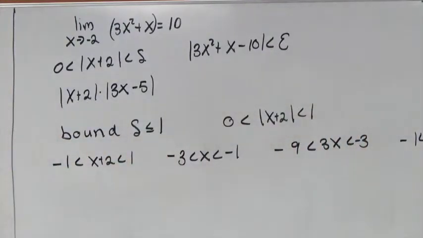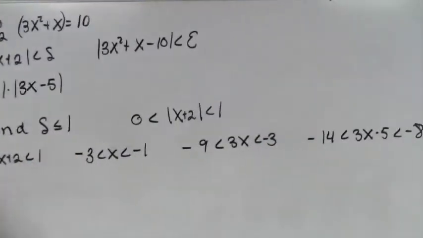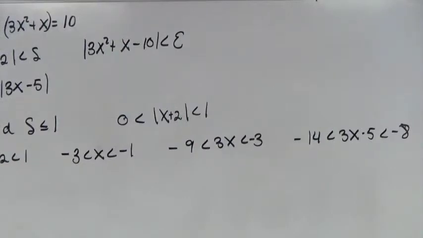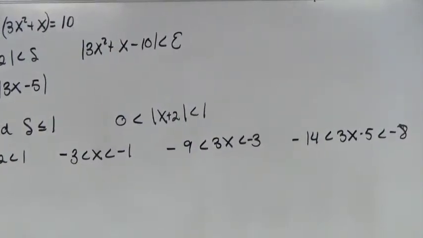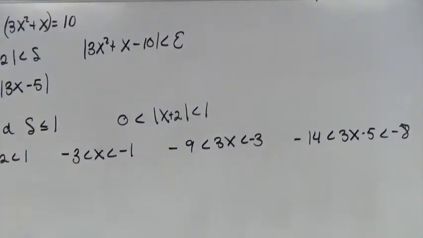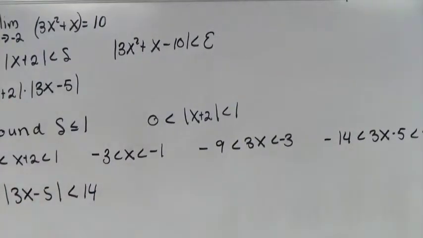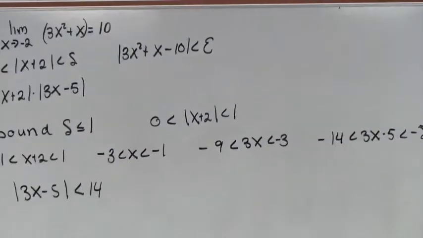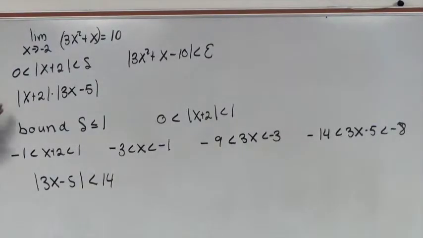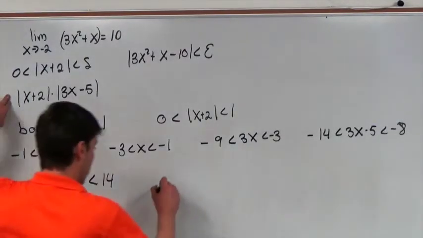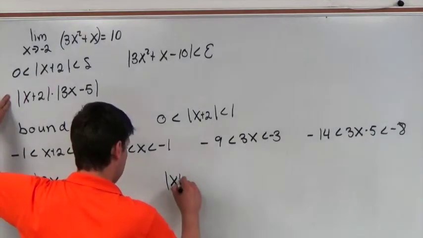Alright, now we have some number, 3x minus 5, and it lives between negative 14 and negative 8. So anything between negative 14 and negative 8 will have an absolute value less than 14. Alright, so now we go back to our statement here from our f of x minus L.